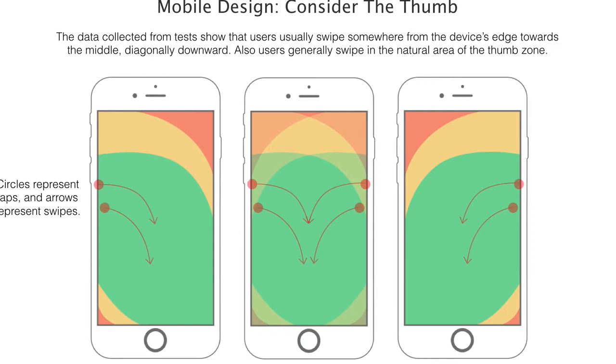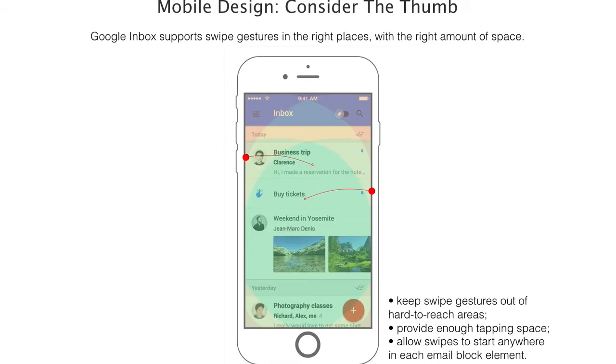And data collected from tests show that users usually swipe somewhere from the edges of the device towards the middle, diagonally downward. All users generally swipe in a natural area of the thumb. So the circle represents the tap and the arrows represent the swipes. And so keep this in mind.